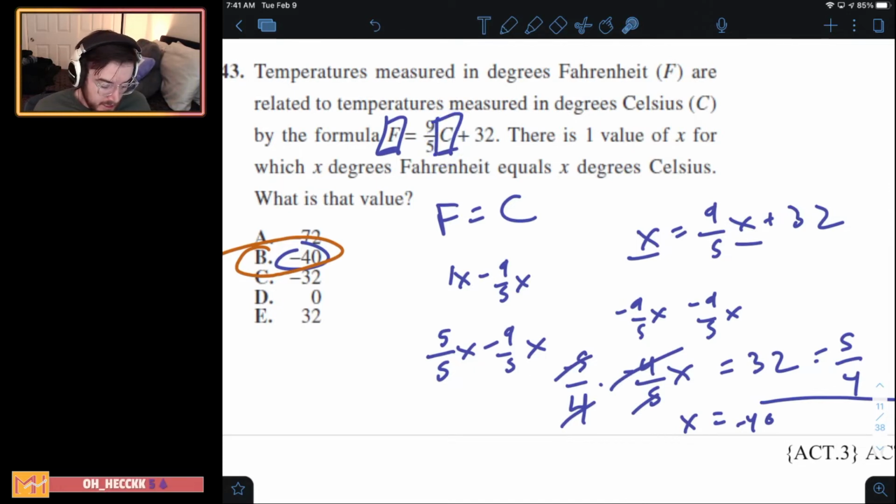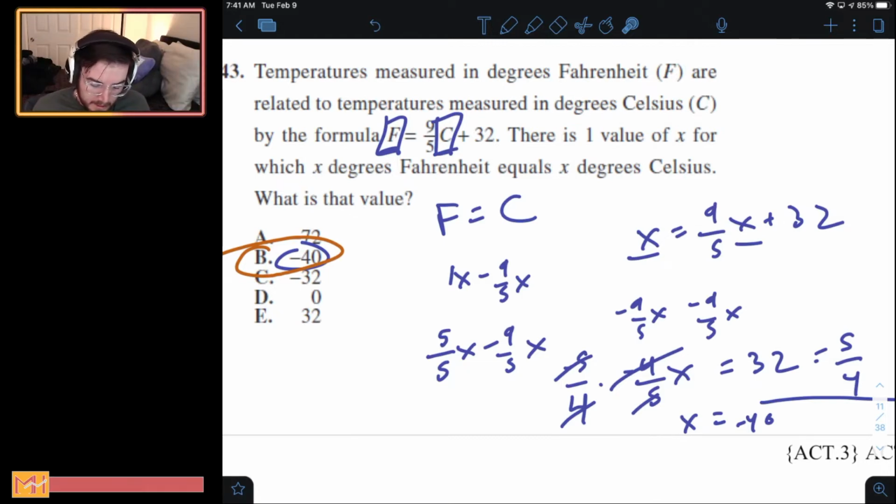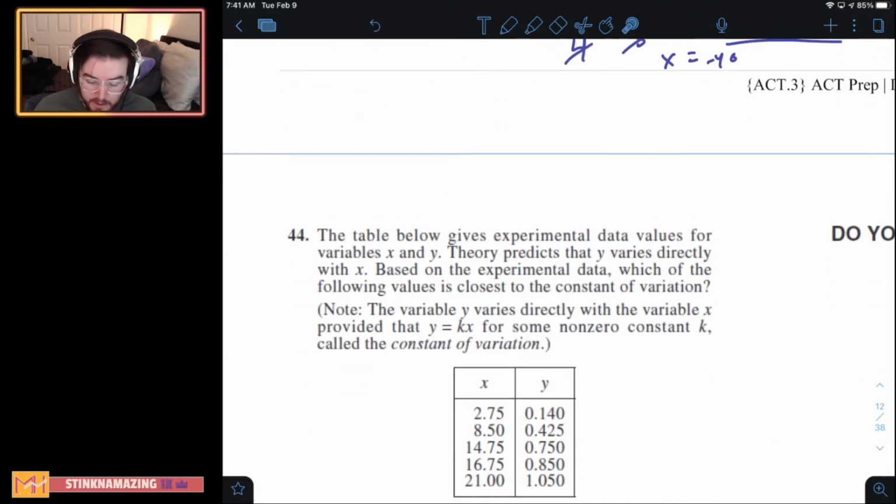And by that I mean, if you plug in 72 times 9 divided by 5 plus 32, the answer is not 72. I got 161.6. But if you plug in negative 40 times 9 divided by 5 plus 32, oh, I got the same answer, right? So I knew how to solve it right away, and I just dove right into it. But plugging it in might be the quicker option for you if you are second-guessing yourself.